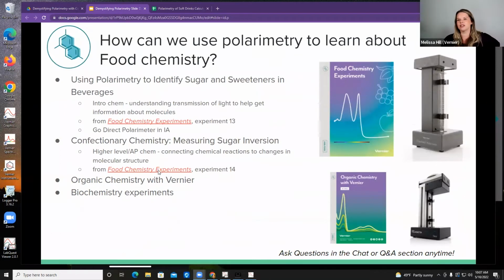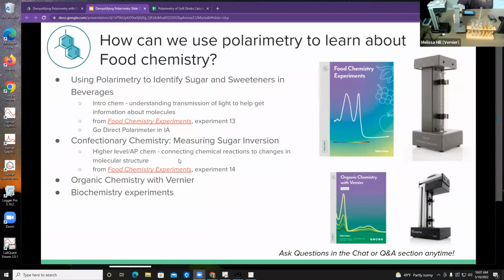So today we're talking about two experiments. We're identifying sugar and sweeteners in beverages, and then we're going to look at a kinetics experiment for measuring sugar inversion.